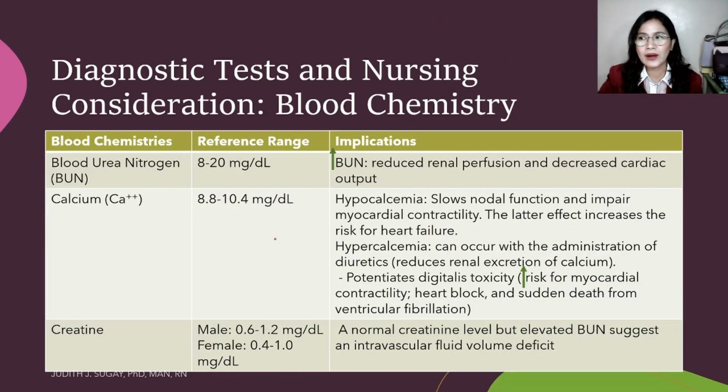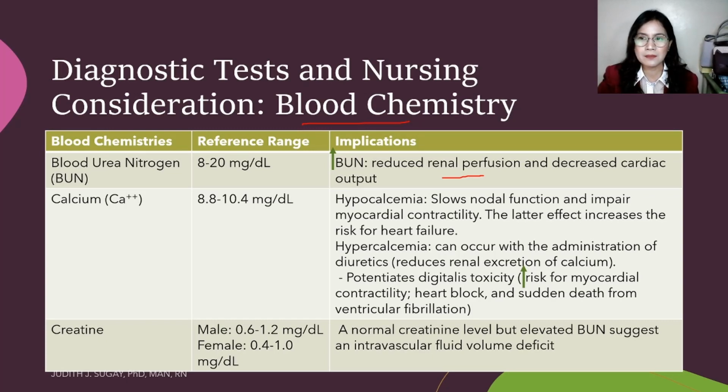Okay, another one, you have the blood chemistry. Okay, so in blood chemistry, you can find blood urea nitrogen, calcium, creatinine. Okay, so for blood urea nitrogen, normal reference range is from 8 to 20 milligrams per deciliter. So this one, if there is increased BUN, it means that there is reduced renal perfusion and decreased cardiac output.